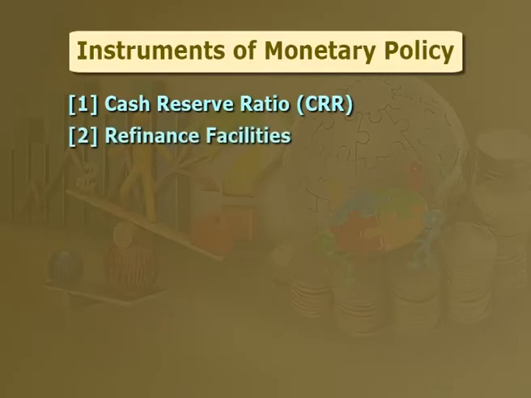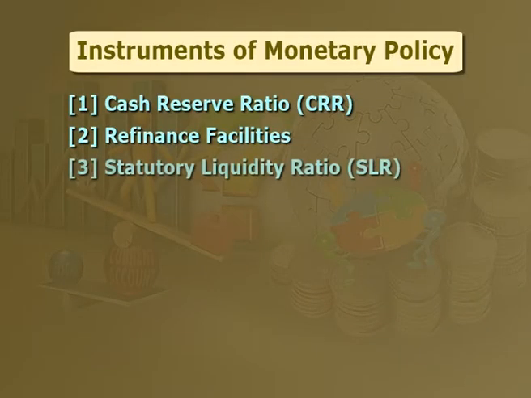Second, refinance facilities. RBI offers a refinance facility to help out the exporters by replacing an existing debt obligation with another. Third, statutory liquidity ratio, also known as SLR. SLR is the minimum proportion of cash, gold and securities which every bank maintains. This is the percentage of banks' total deposits that they are required to invest in government approved securities. The lesser the SLR, the more banks have to lend outside.